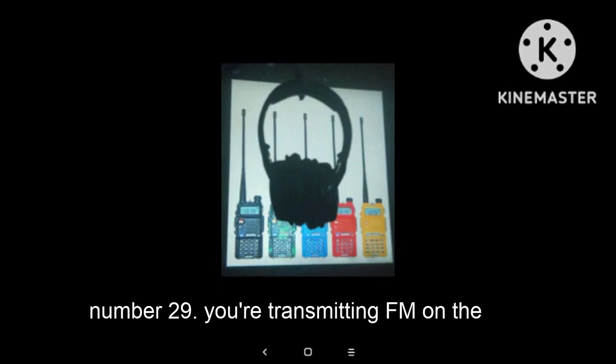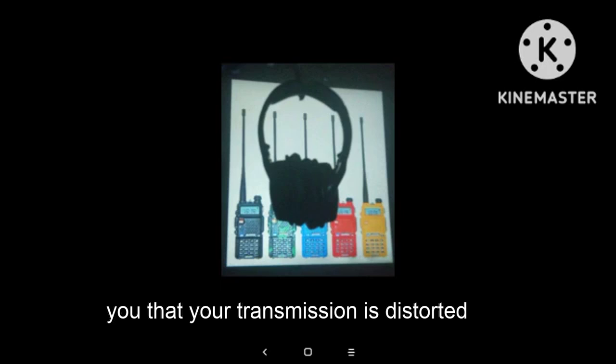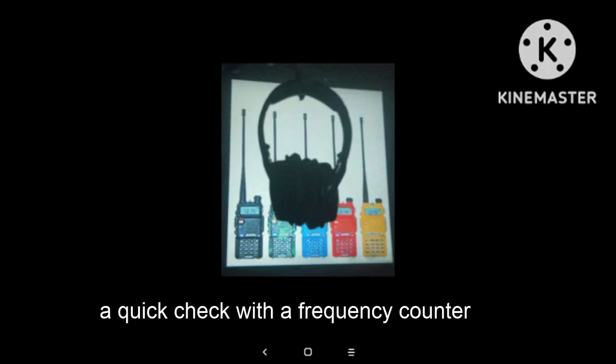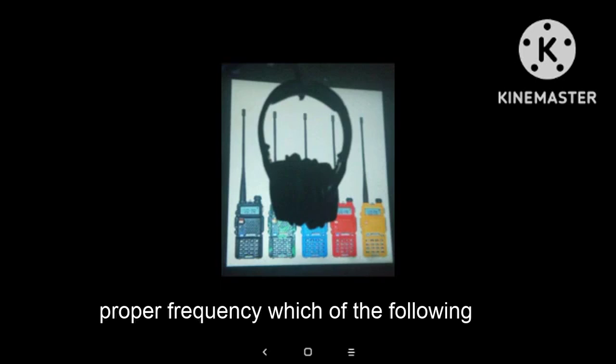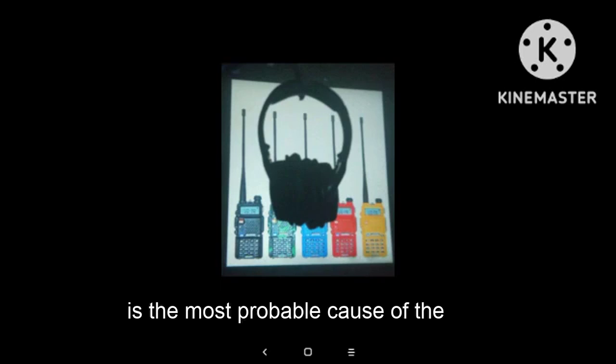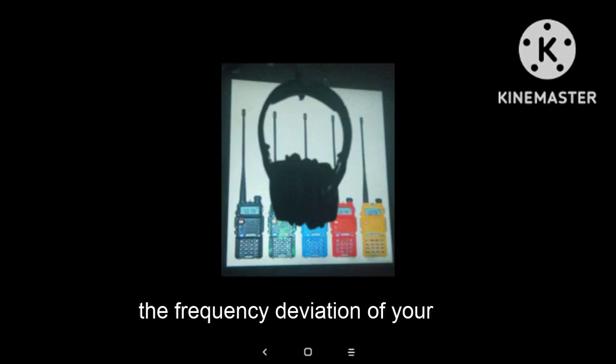Number 29. You are transmitting FM on the 2-meter band. Several stations advise you that your transmission is distorted. A quick check with a frequency counter tells you that the transmitter is on the proper frequency. Which of the following is the most probable cause of the distortion? The frequency deviation of your transmitter is set too high.